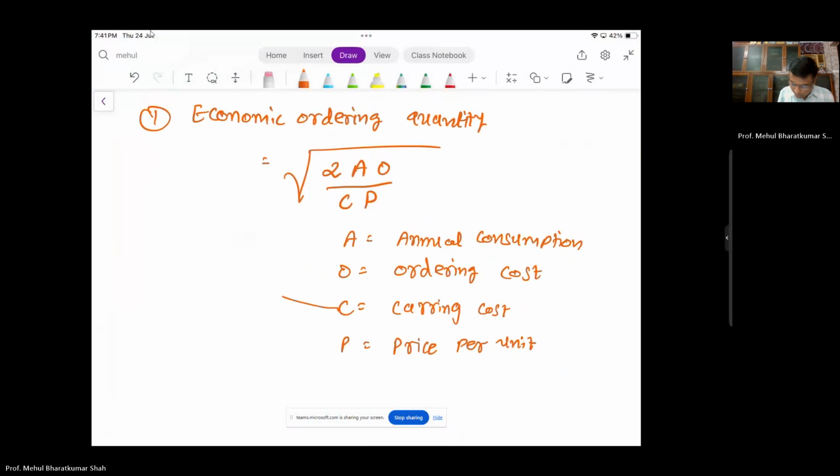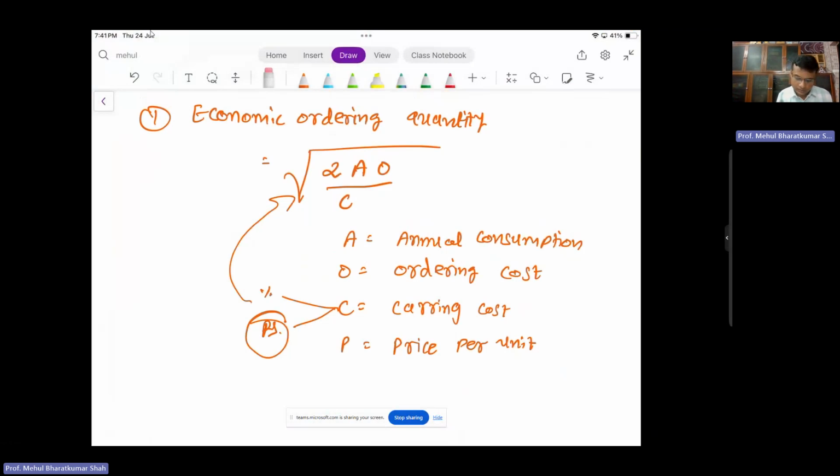Now, carrying cost is given in two ways. Either it is in percentage format or in rupees format. Whenever carrying cost is given in percentage form, we will use the same formula. But if it is given in rupees, 5 rupees, 10 rupees, 7 rupees, we will ignore the value of P. So the formula will be under root 2AO divided by C only.